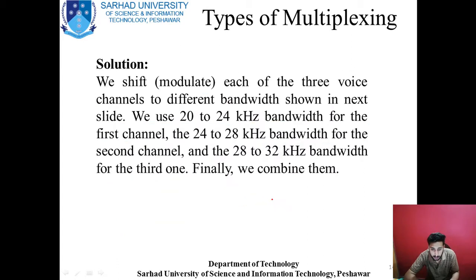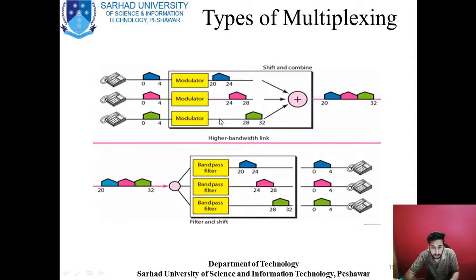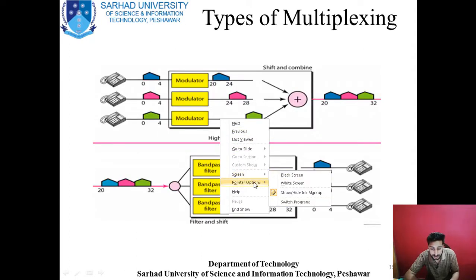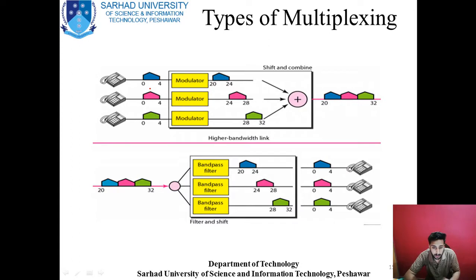Let me show the solution. You see the solution is over here. It is very easy to understand. User 1 had a 4 kilohertz voice channel. Similarly, user 2 has also a 4 kilohertz voice channel, and user 3 will also have the same 4 kilohertz voice channel, and you want to allocate different frequencies.